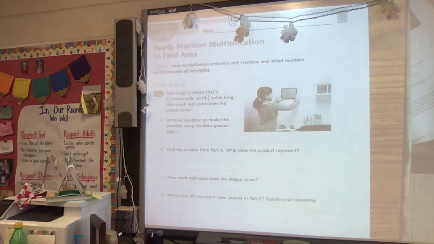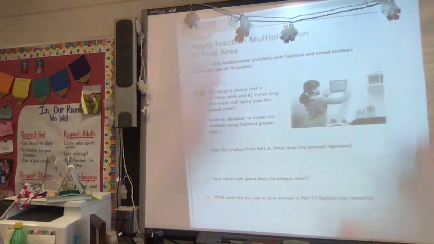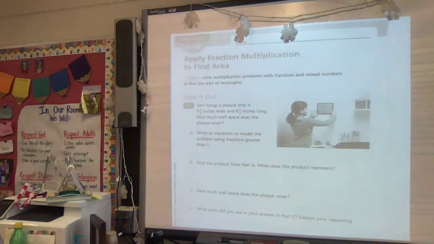Hey boys and girls, today we are going to be practicing finding area when we're multiplying by our fractions. And we've talked about this a little bit, but we're just going to see some mixed numbers while we're finding our area this time. So we are very prepared to do it.